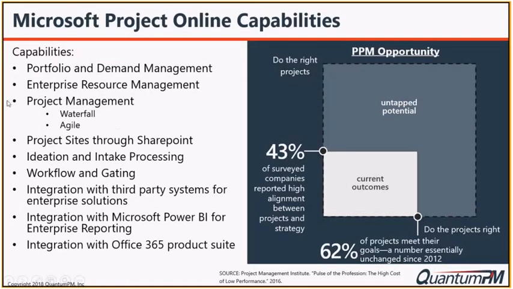Project Online capabilities: you've got demand management, enterprise resource management. Those are very important capabilities. Basically managing resources, not just within Project Online, but if you integrate with other systems, you can actually manage resources universally across an enterprise. Project management, you can focus on best practice: waterfall, agile, continuous build. It's really better to think of it as work management. It's where work is managed irrespective of how it's actually being managed from an execution perspective.